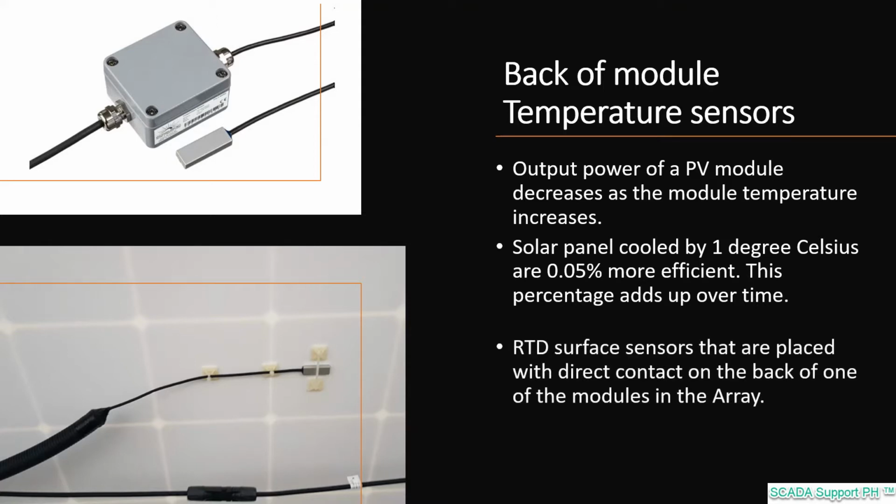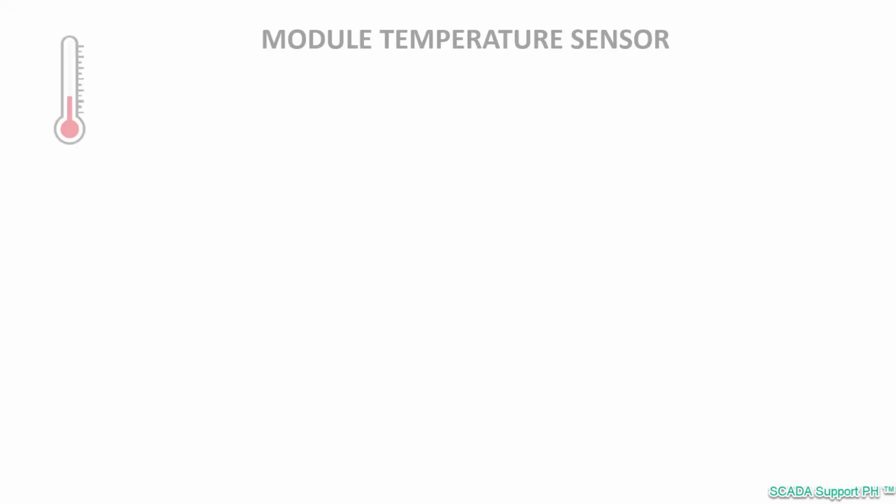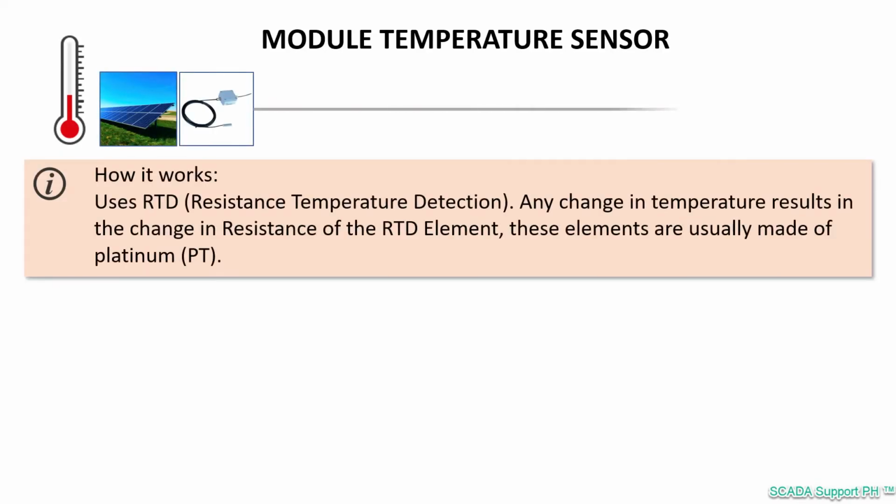Back of module temperature sensors, or RTDs, are surface sensors that are placed with direct contact on the back of one of the modules in the array. Module temperature uses RTD, or resistance temperature detection, which means any change in temperature results in a change in the resistance of the RTD element. These elements are usually made of platinum.